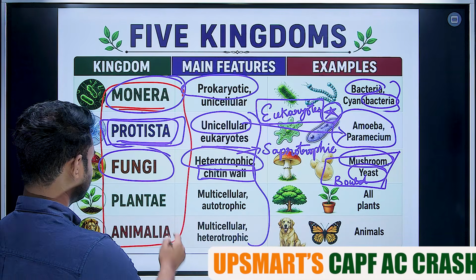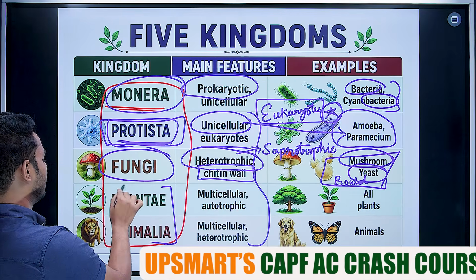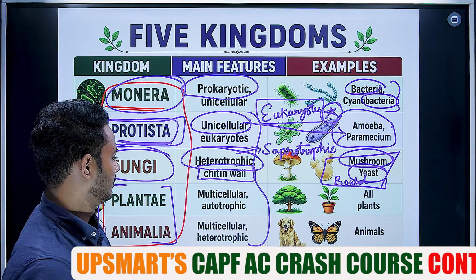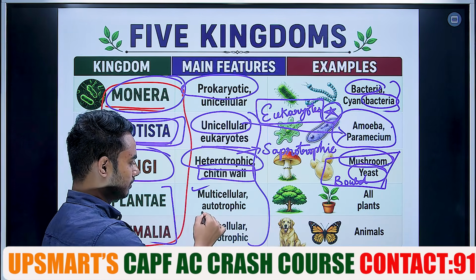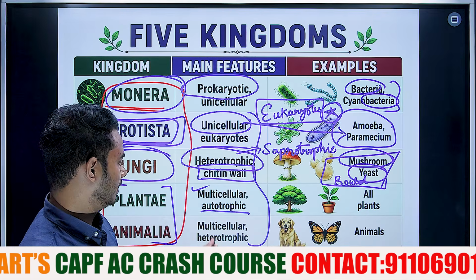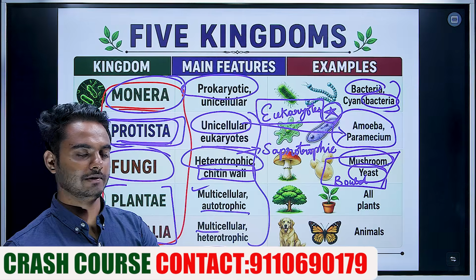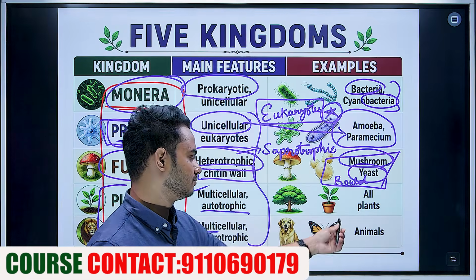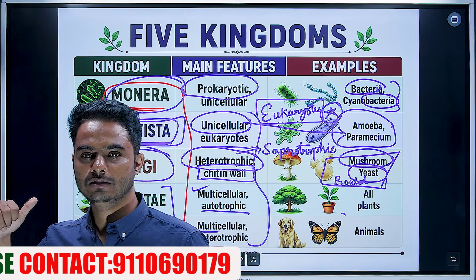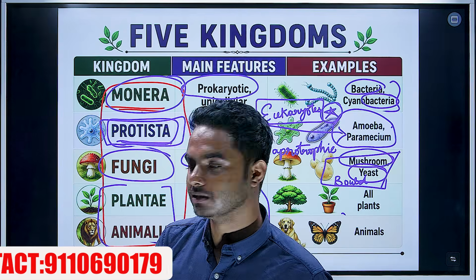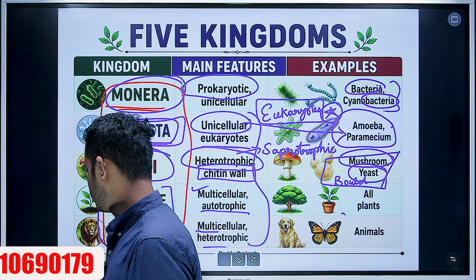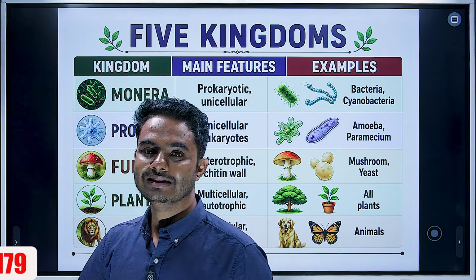Fine. The next two, Plantae and Animalia. We know majority of it. Plants are multicellular and they are autotrophic. We are multicellular, we are heterotrophic. Holozoic if asked particularly. Examples we know. Easy right? The 5 kingdom classification is very easy. Don't get confused. All that you have to do is study in the right way.